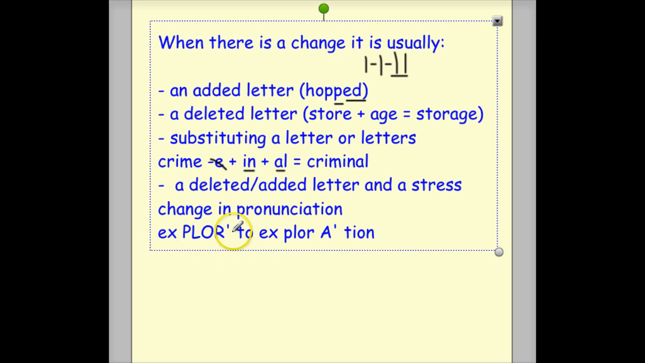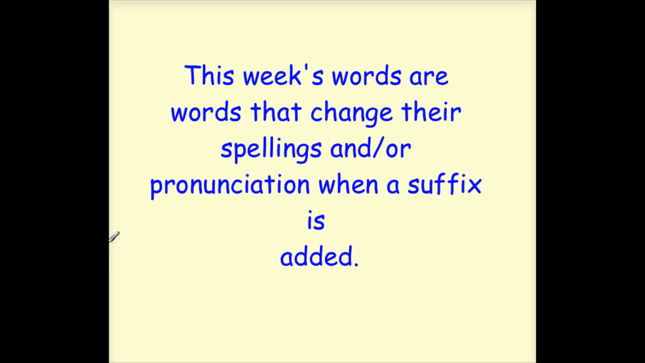So explore, the accented syllable is the second syllable, explore. The second syllable is accented, more emphasis. But when we add the suffix shun and we add the letter A and take out the E, it changes to exploration. We start to accent that third syllable. So it's a change in pronunciation. This week's words are words that change their spellings and or pronunciation when a suffix is added.